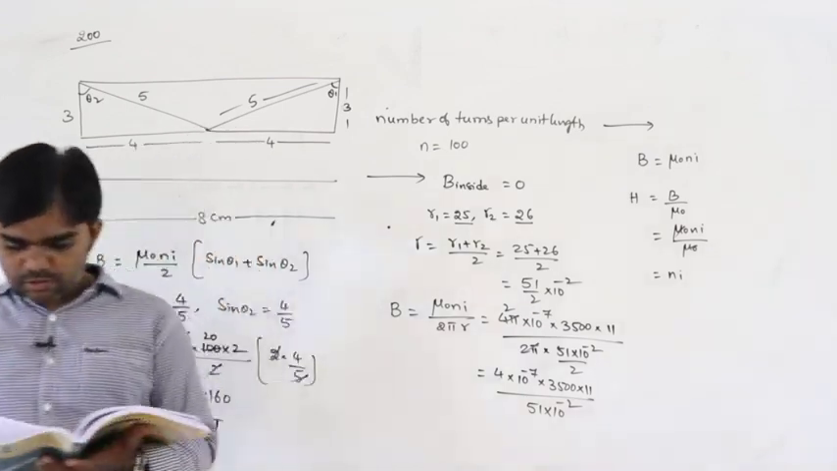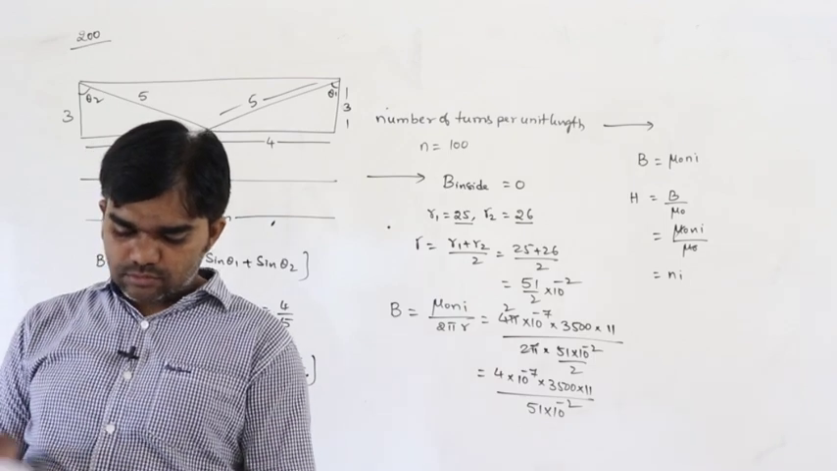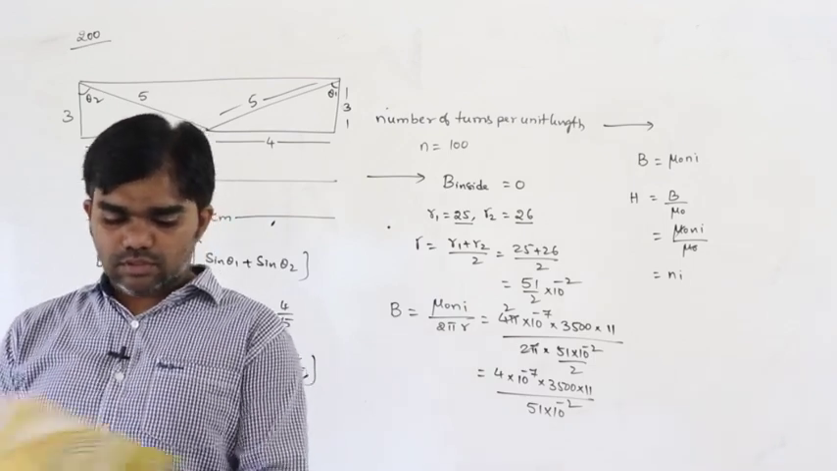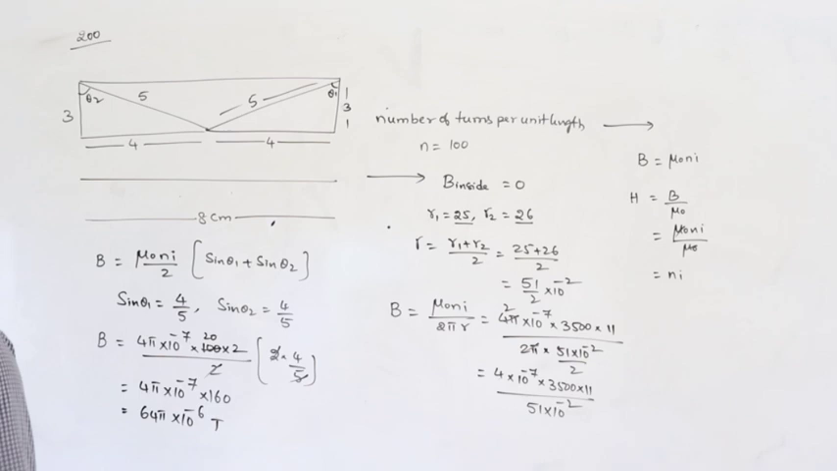So we can do all the problems based on this solenoid and toroid. Okay, that's the end of this chapter, moving charges and magnetism.